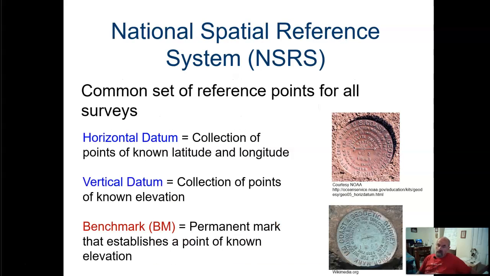National Spatial Reference System, the NSRS. It's a common set of reference points for all surveys. It includes a horizontal datum, a collection of points of known latitudes and longitudes; a vertical datum, a collection of points of known elevations; and BMs, benchmarks, a permanent mark that establishes a point of known elevation. The top example is a picture of the horizontal datum marker, and the bottom shows a benchmark.